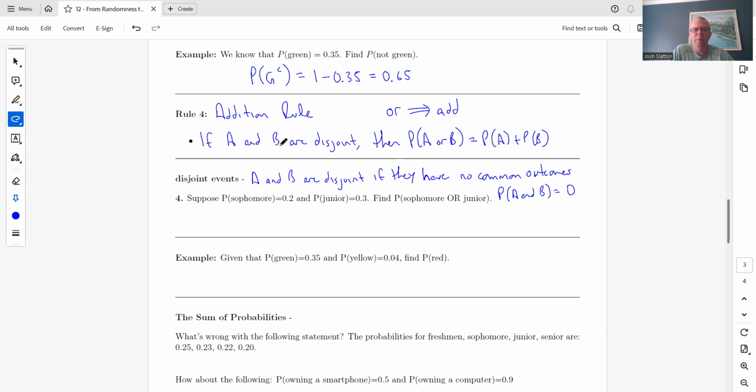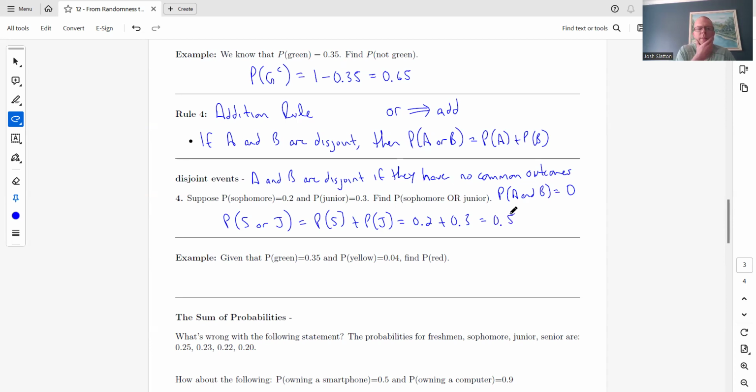So here's an example. Number 4, probability of sophomore is 0.2, probability of junior is 0.3. Find the probability of sophomore or junior. These are disjoint events because you cannot be a sophomore and a junior at the same time. So we can just add these. The probability of sophomore or junior is the probability of sophomore plus probability of junior. That is 0.2 plus 0.3, which of course is 0.5.